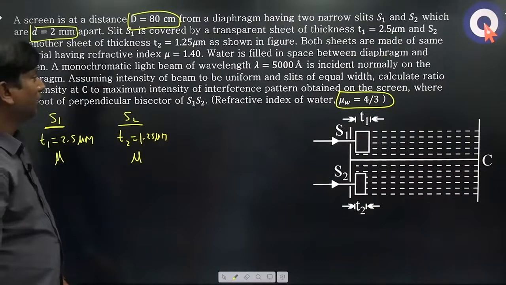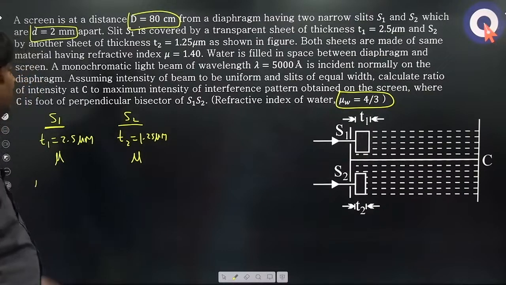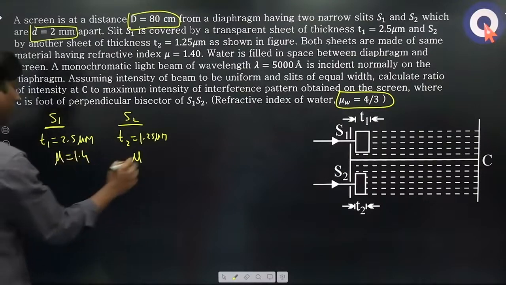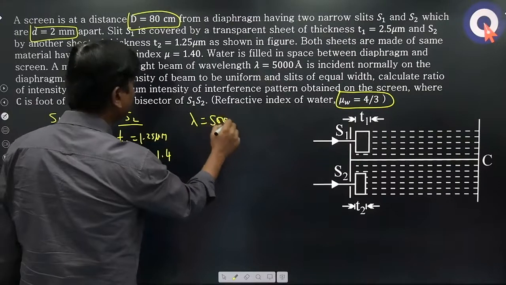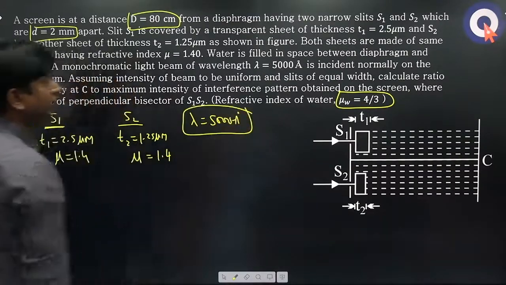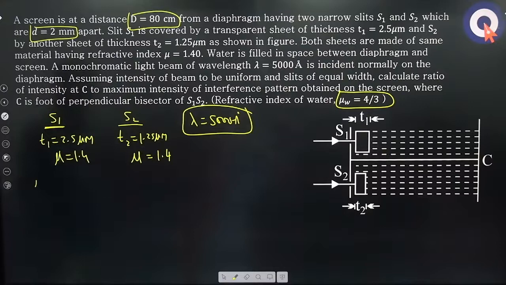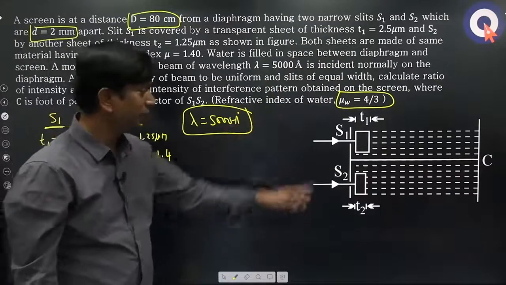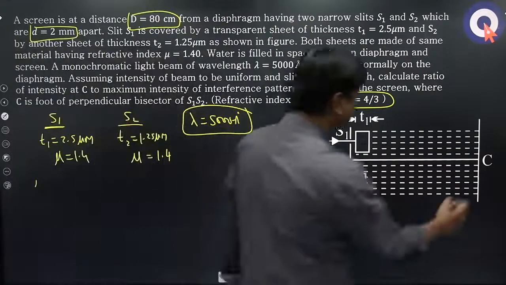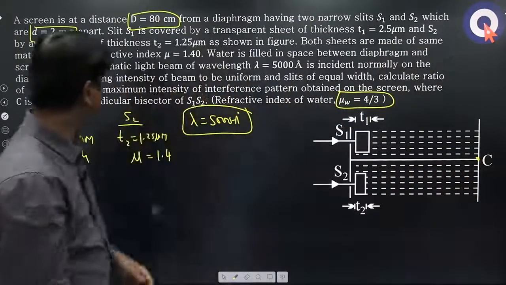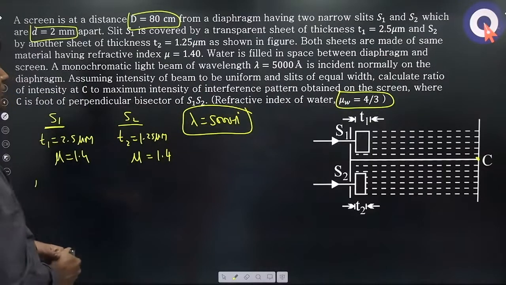Okay, and water is also filled. This is given as 1.4. Okay, monochromatic light beam of wavelength lambda is 5000 angstroms. Here lambda is 5000 angstrom, that is in air by default. It is incident normally on the diaphragm, assuming intensity of beam to be uniform and slits of equal width. So both will have the same intensities. Calculate the ratio of intensity at C, the intensity at C, they are asking, to the maximum intensity of the interference pattern obtained on the screen.